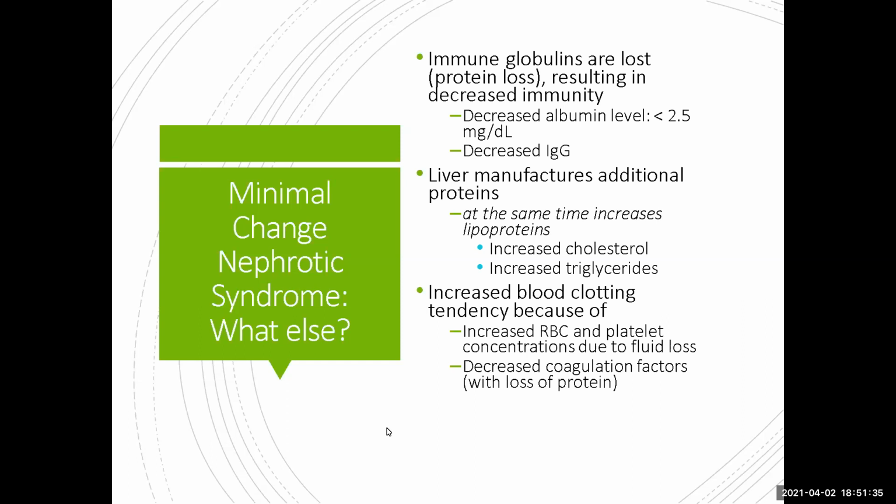With minimal change nephrotic syndrome, what else with these kids? So I already said the immune globulins are lost, resulting in decreased immunity. The liver manufactures additional proteins. So you're going to have an increase in cholesterol, an increase in triglycerides, and an increased blood clotting tendency because of the increase in RBCs and a decrease in coagulation factors.